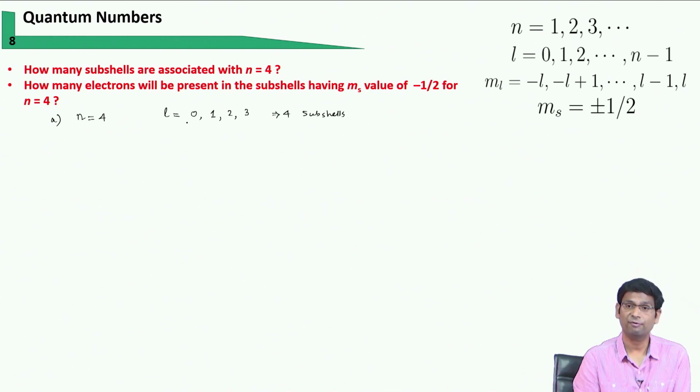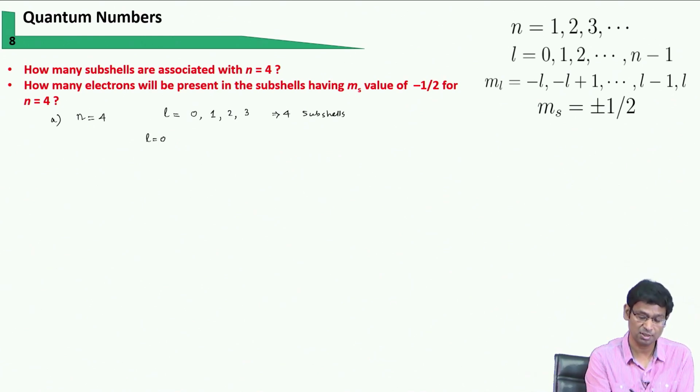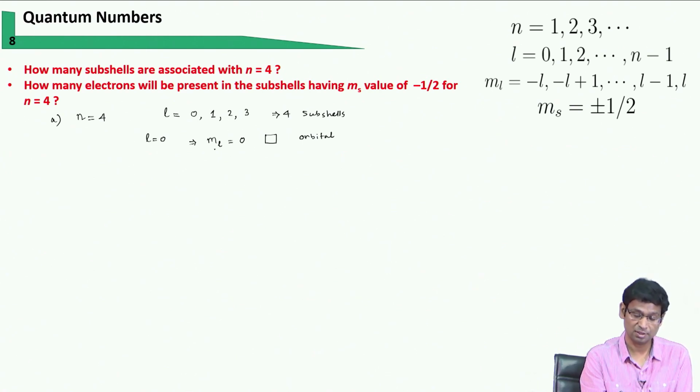Now, for each value of L, we have 2L plus 1 number of ml values. Suppose L equals 0. So, since L is 0, 2L plus 1 is 1. So, therefore, one possible value of ml exists, and that value of ml is 0. And this one we call an orbital. So, I have got one orbital. Since n equals 4, L equals 0, ml equals 0, this orbital is the 4s orbital.